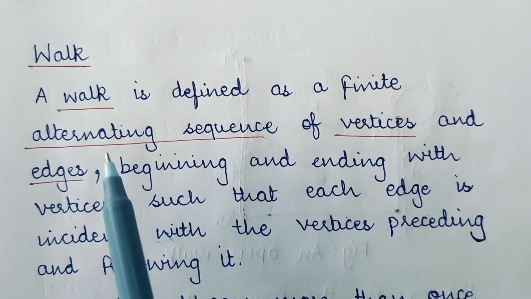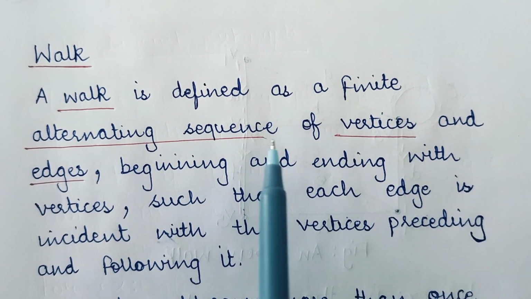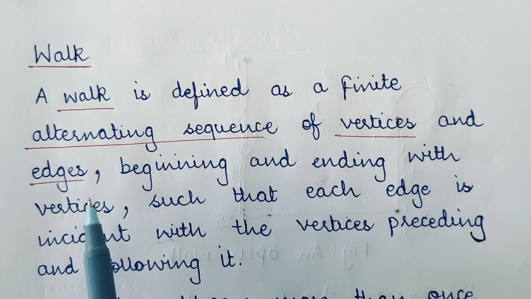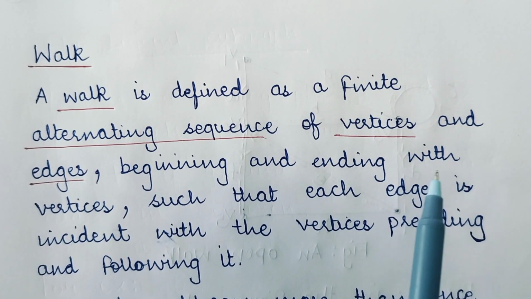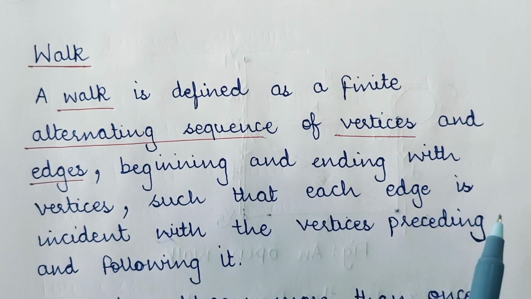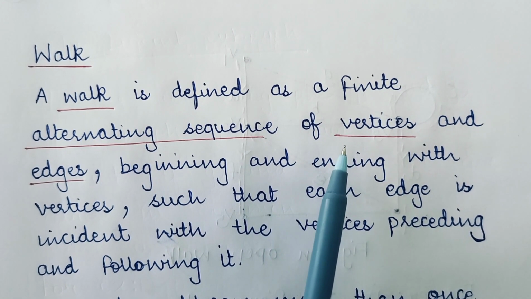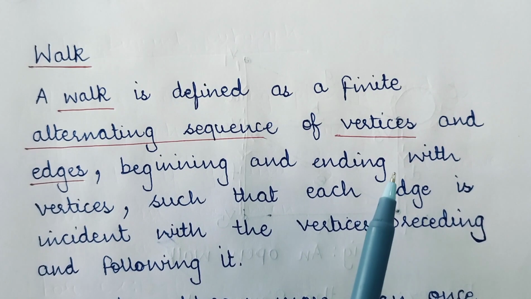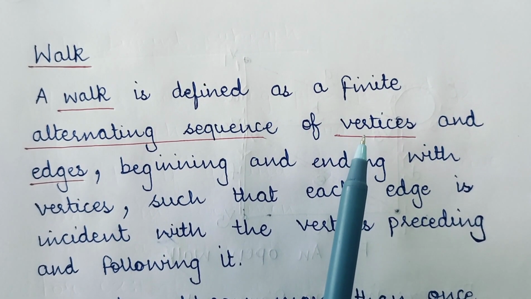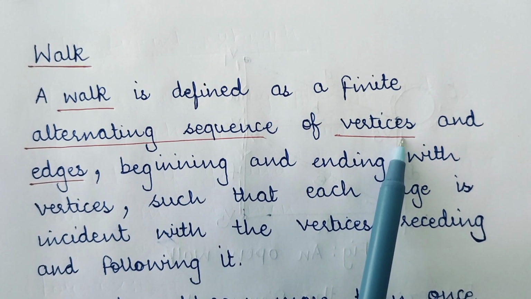What is a walk? A walk is defined as a finite alternating sequence of vertices and edges beginning and ending with vertices such that each edge is incident with the vertices preceding and following it. That means it is such an alternating sequence where you have a vertex, then an edge, then a vertex, then an edge, and so on. And this alternating sequence always begins with a vertex and ends with a vertex.